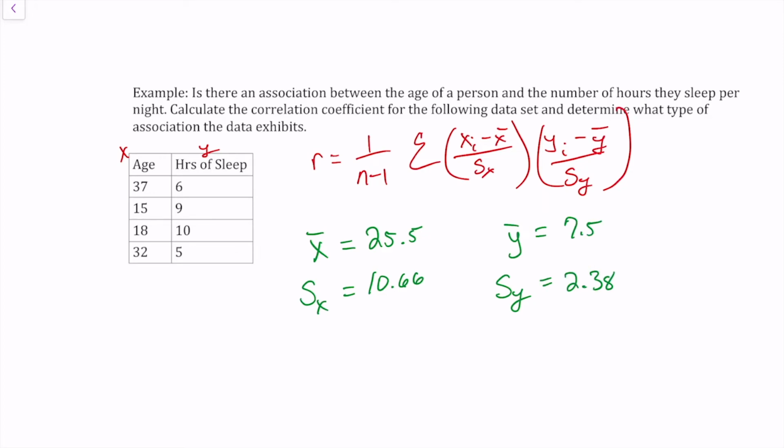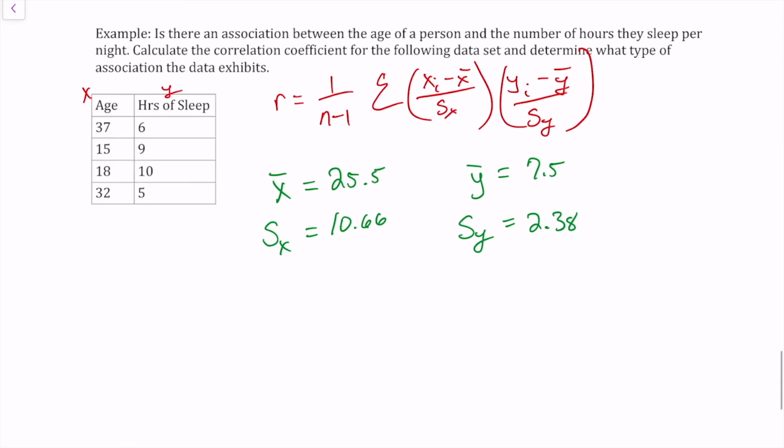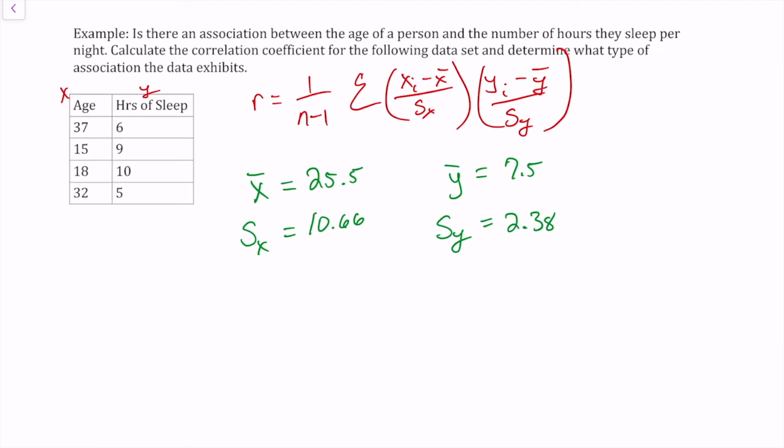All right, now that we have that, we are able to go through and do the correlation coefficient. Okay, so R equals 1 over n minus 1. There are 4 ordered pairs, so my n is 4. All right, so 1 over 4 minus 1 times the summation.